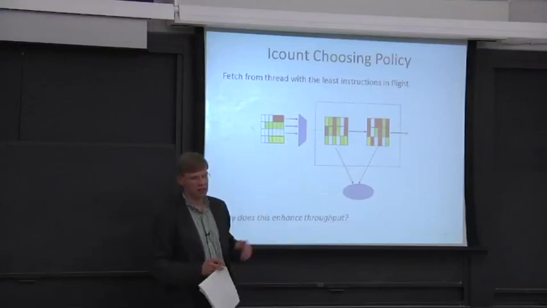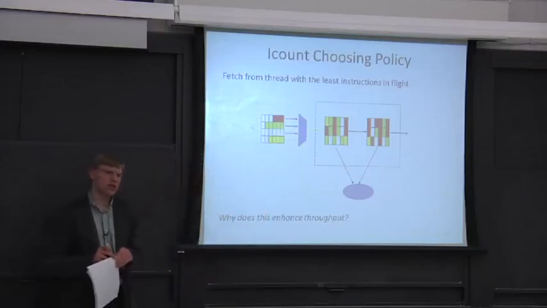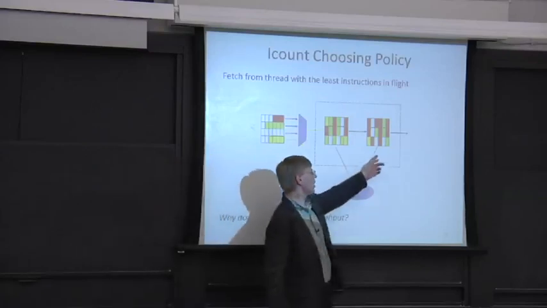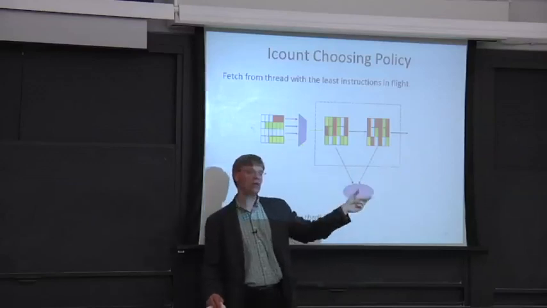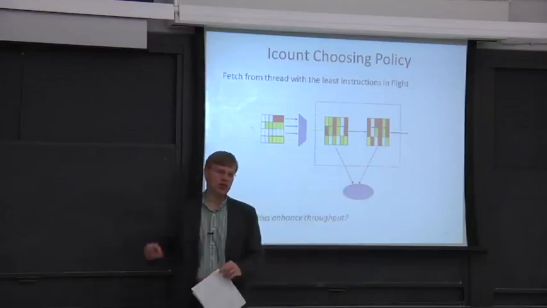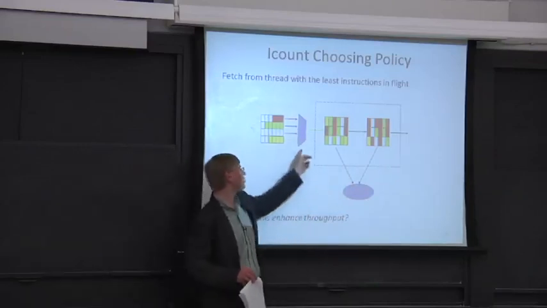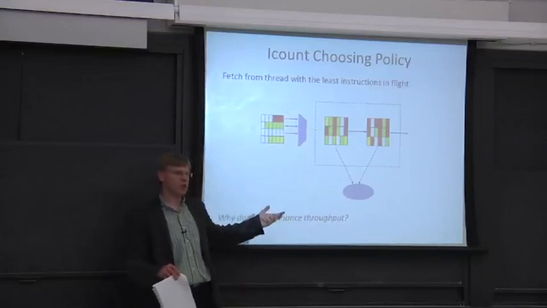So they came up with this idea called iCount. It was a choosing policy which basically looked at the number of instructions that were retiring out of the back of the pipeline, had a moving window to estimate how many instructions from each thread were completing, and then fed back around to the front of the pipeline to determine where to issue from.